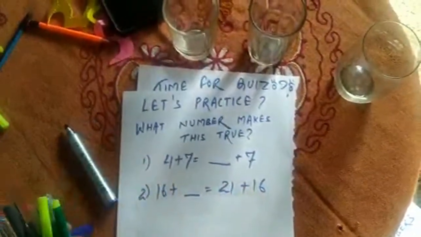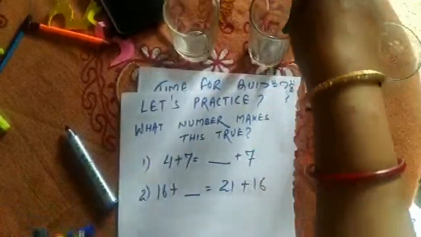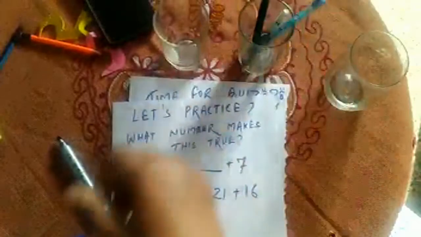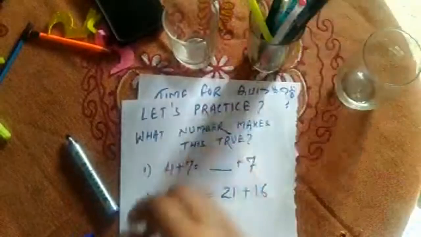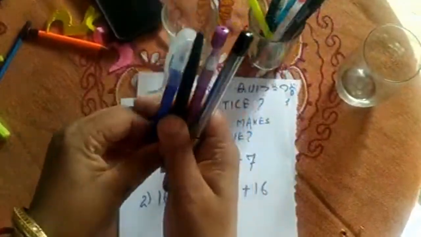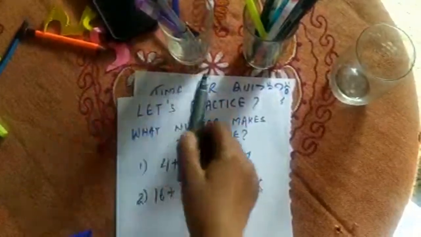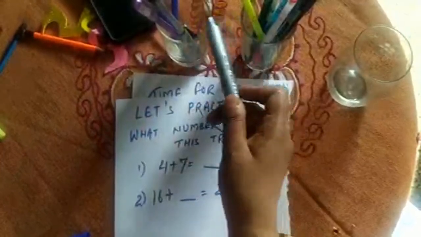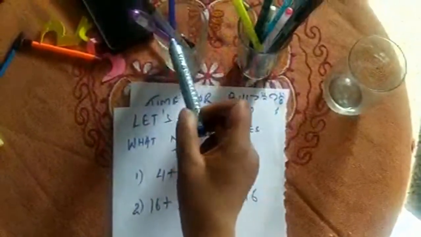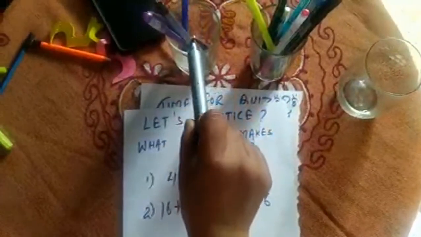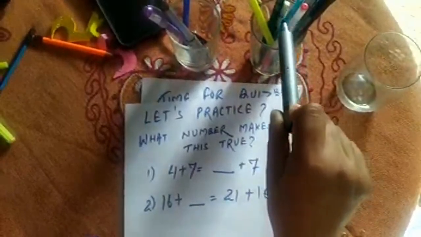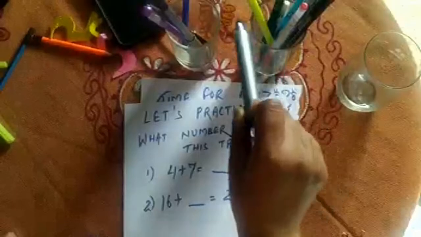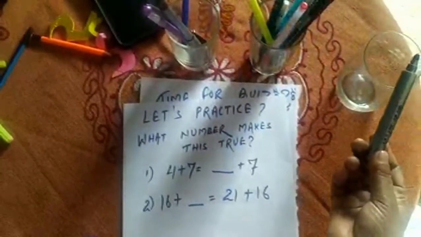Now again, if I am changing, the second container is having 1, 2, 3, 4, 5, 6, 7. Then how many pens are left? 4. So the first container will contain the 4 pens. So here see children, the order of the addends is changed. Firstly, I have kept in this first glass 7 pens, and in the second there are 4 pens. Adding these pens together, I got 11 pens.